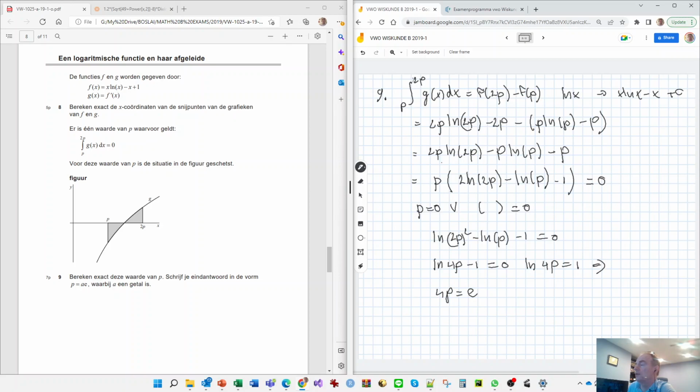so I take, basically I use that e to the power a or b, it means that a is equal to b. So I basically use this to the left. So p is, well, a quarter times e. So a is 1 over 4.